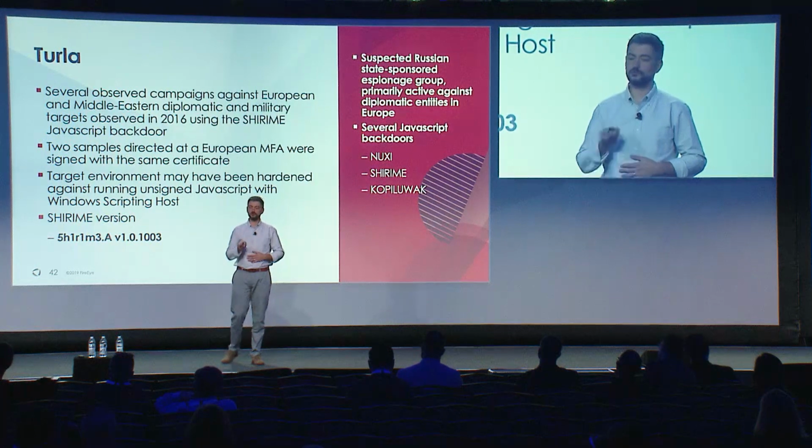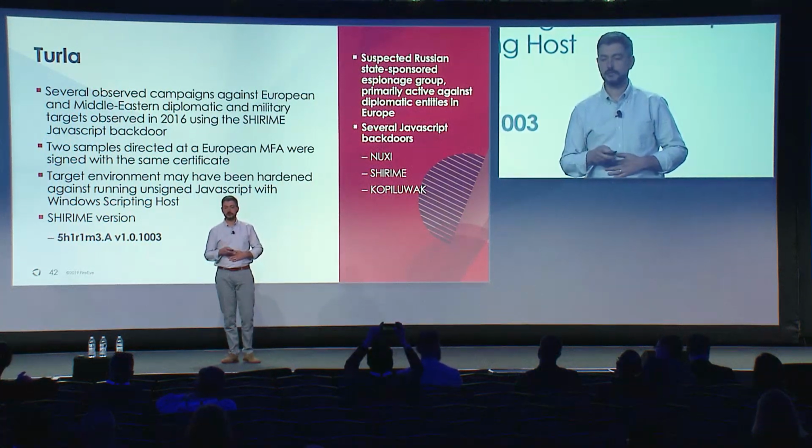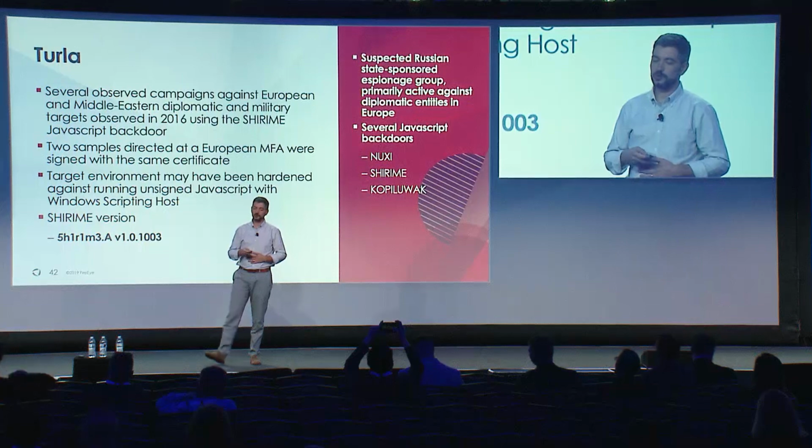So, most excitingly, we found Turla using signed scripts. Turla is a suspected Russian state-sponsored group primarily active against diplomatic entities and military in Europe. In 2016, we saw a Kazuar backdoor go to a target that they had actually phished several times before with unsigned versions of the same backdoor. So what it looks like is the target environment may have been hardened to only allow signed JavaScript to run on endpoints. So Turla decided to try to bypass that mechanism by signing one of their scripts. It's a heavily obfuscated JavaScript backdoor. It's really gnarly, pretty cool malware.